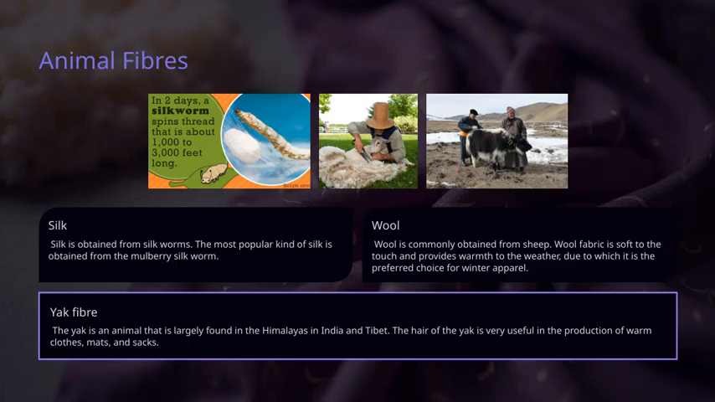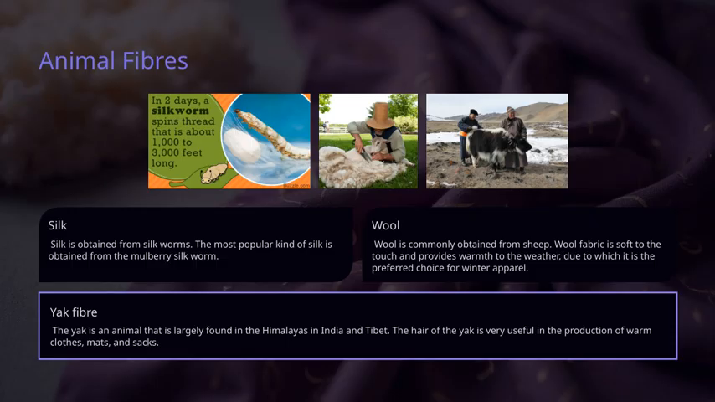Let's talk about some common animal fibers that are used to make different textiles. First, we have silk. Silk is obtained from silkworms, and the most popular type of silk comes from the mulberry silkworm. This fiber is known for its smoothness and luxurious feel, making it highly valued in the textile industry.